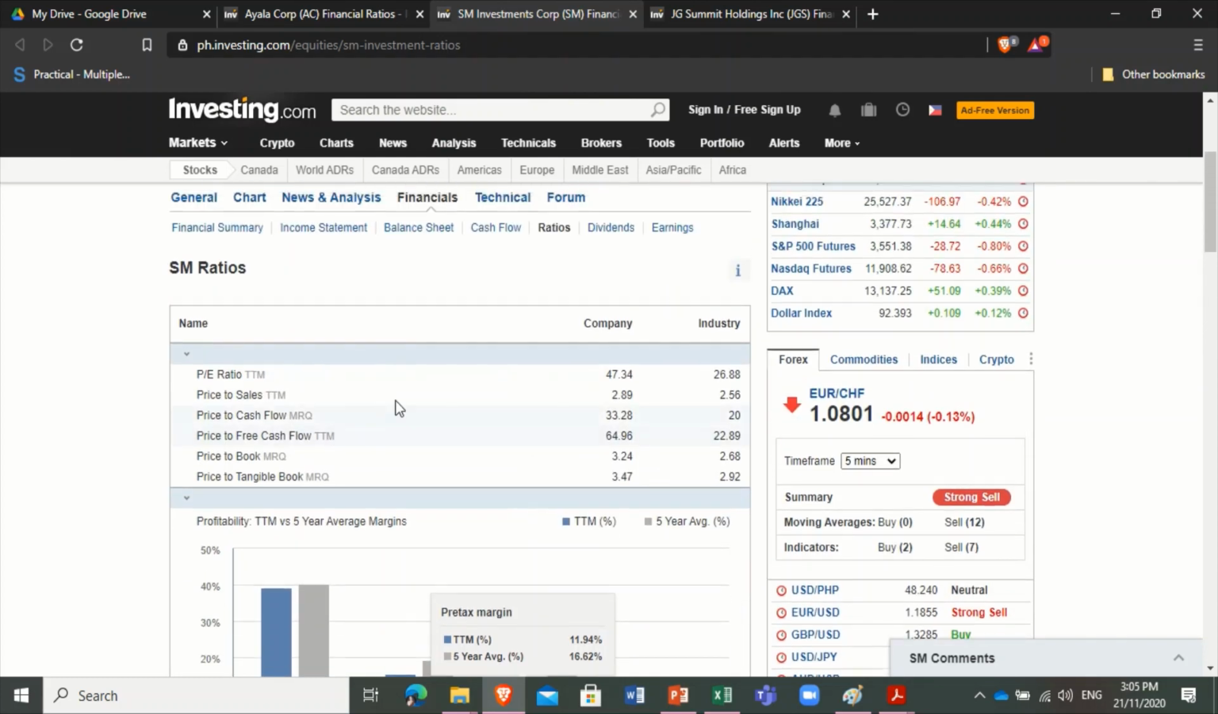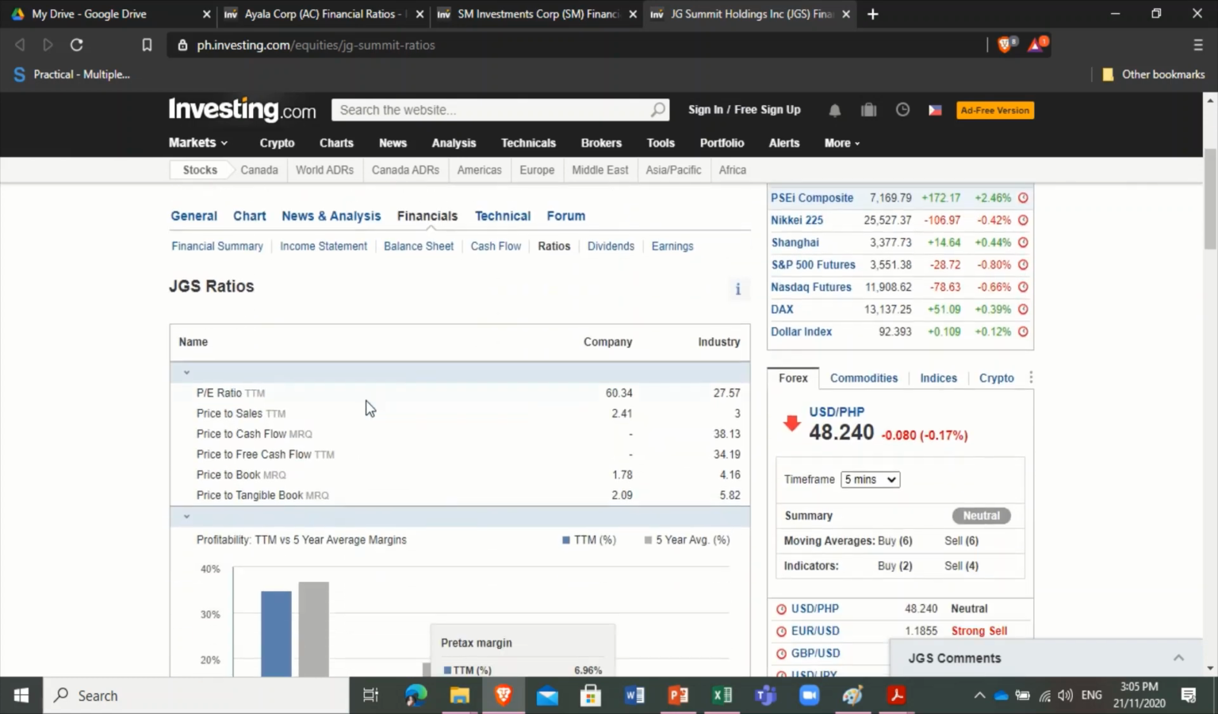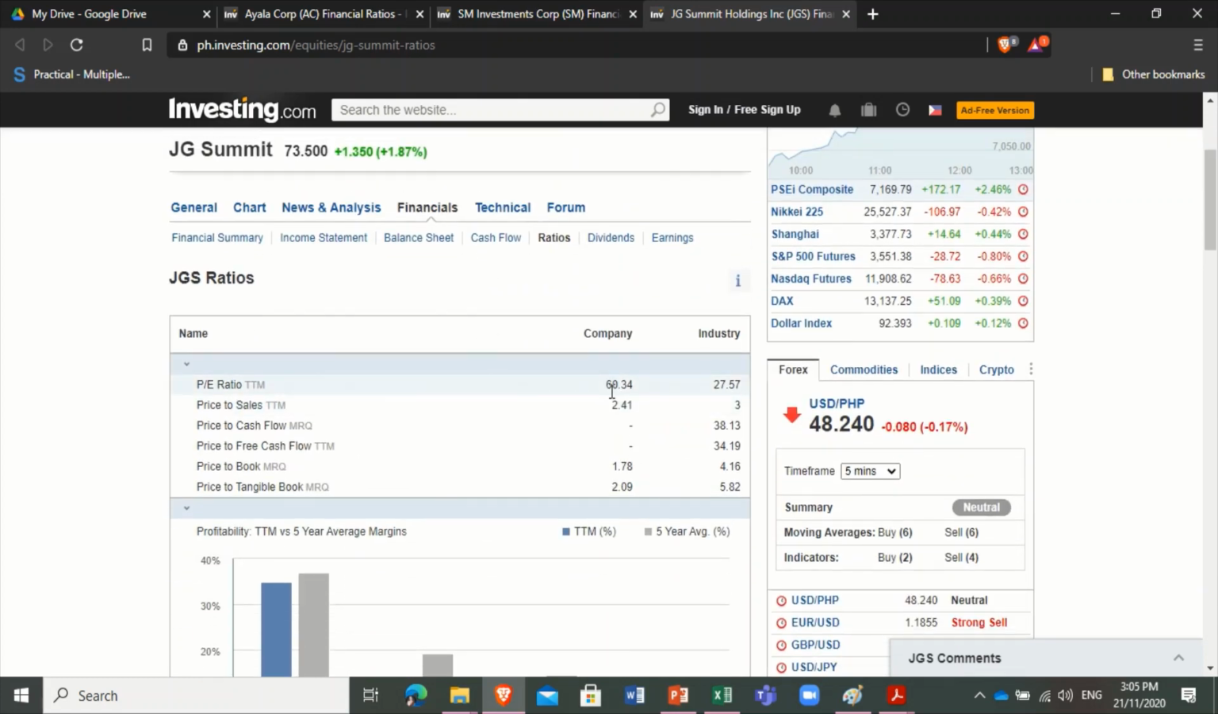SM is, nako, ang mahal, 47.34. As compared to the industry, tingnan nyo, ito yung peer group kasi, no? 26 ang mahal. Ang mahal ni SM, 47.34. And si JG Summit naman is mas mahal, 60. Okay? So kung titingnan mo, very promising si Ayala, pero napakababa nung kanyang price to earnings ratio. Ibig sabihin, Ayala Corporation is a good buy.